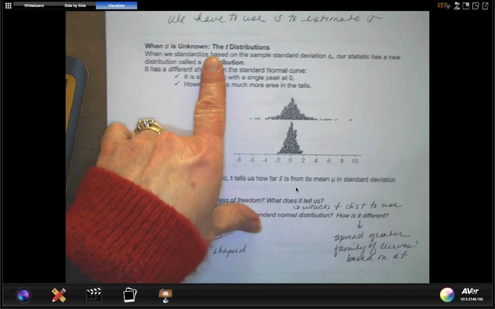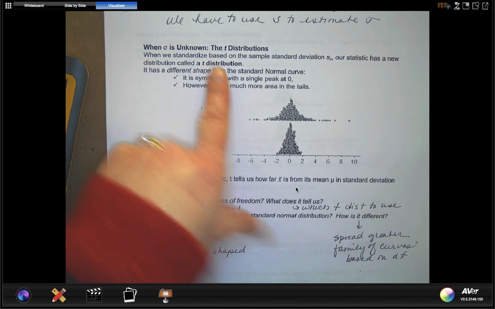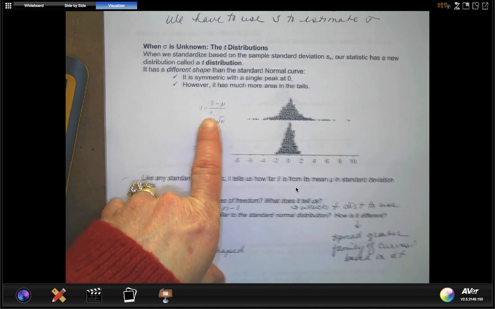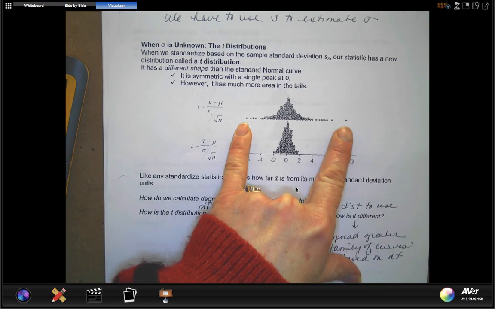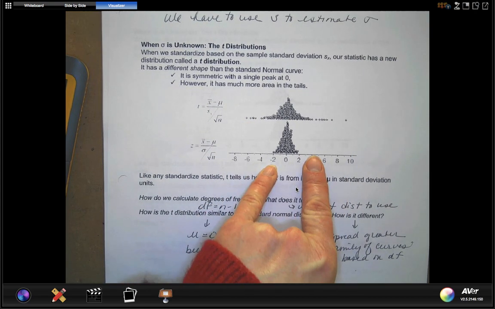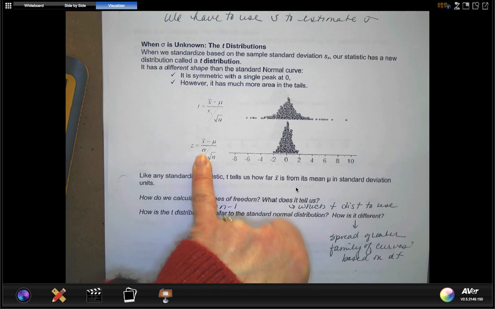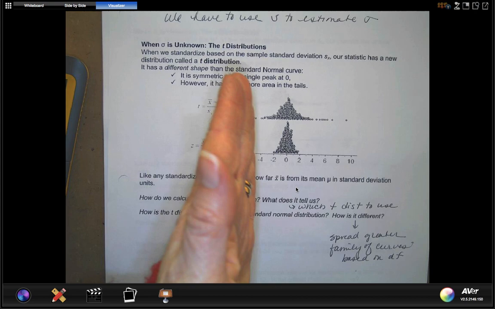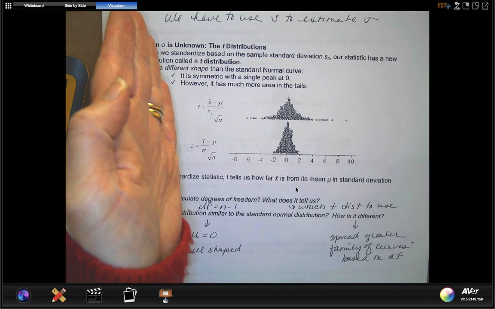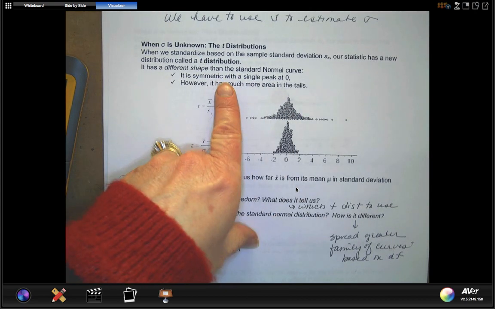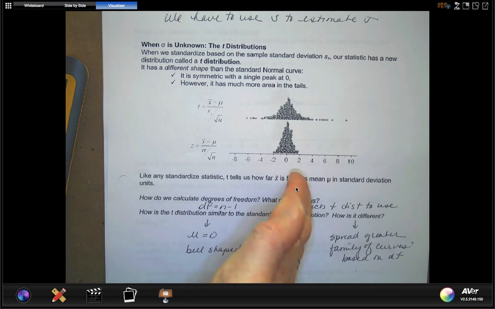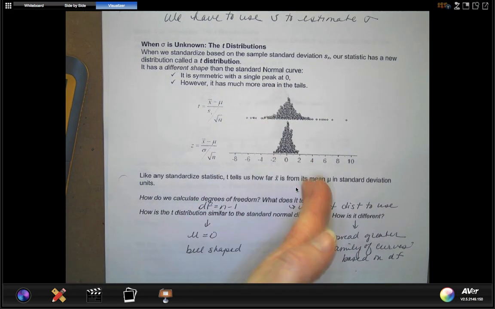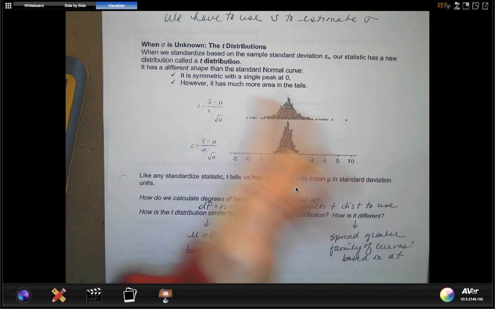So when sigma is unknown, we standardize using that Sx, and we're seeing values that are further away than what we would normally see if we were standardizing using the population standard deviation. That's why Gossett realized something's different here. I can't use these z star values that I've been using. Again, it's symmetric, they are both centered at 0, but the t distribution has more area in the tails.